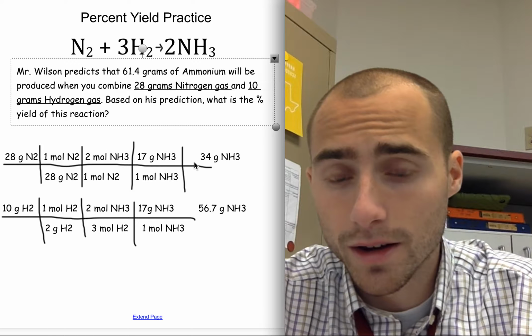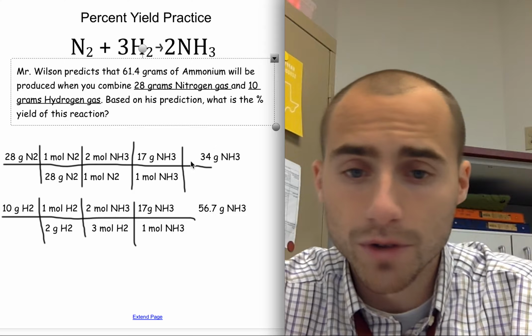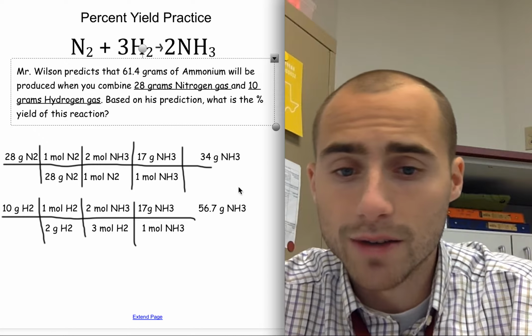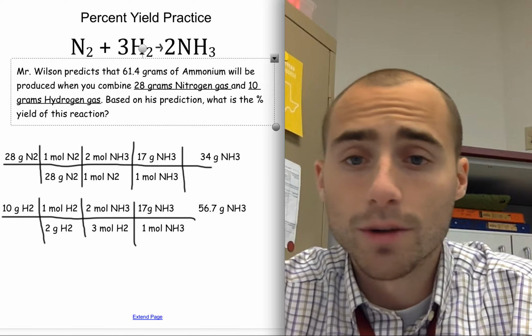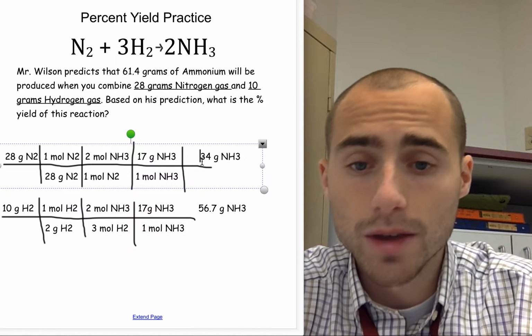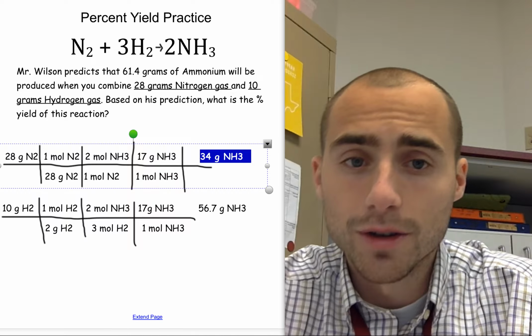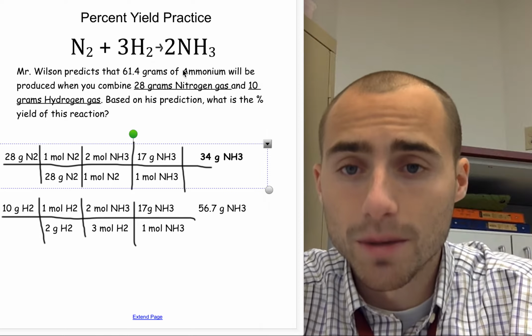So I did that for you here. This should be in your notes or on your paper already. I took 28 grams of nitrogen, converted that to 34 grams of ammonia, and then I took 10 grams of hydrogen, converted that to 56.7 grams of ammonia. Then you determine which is your limiting reactant. So here, our limiting reactant is going to be the nitrogen, and it turns out we are going to produce 34 grams of ammonia. So that is the number we're going to be working with.